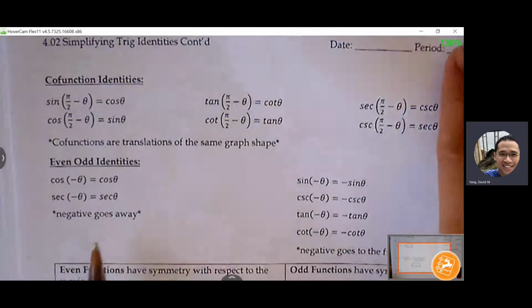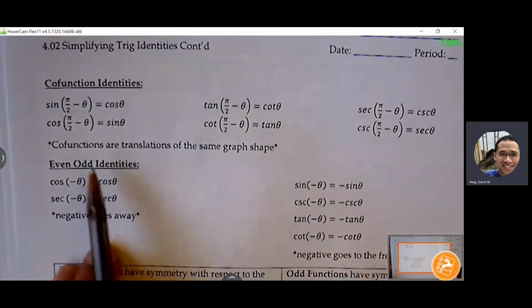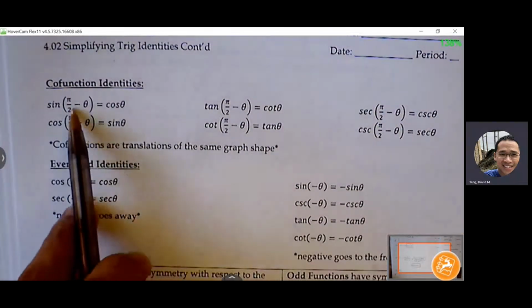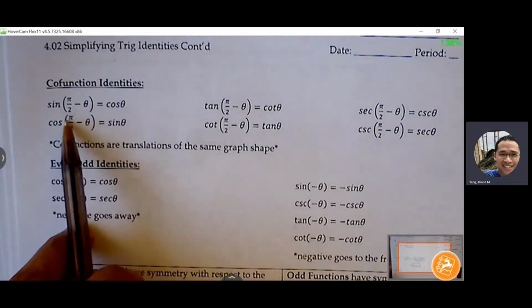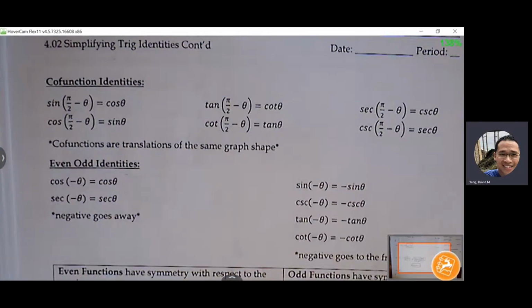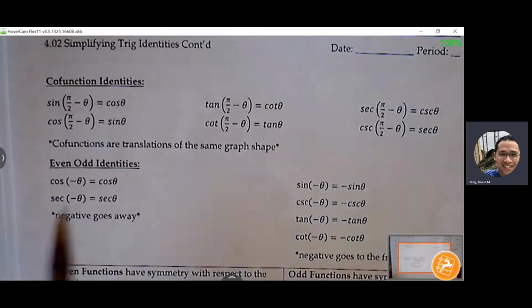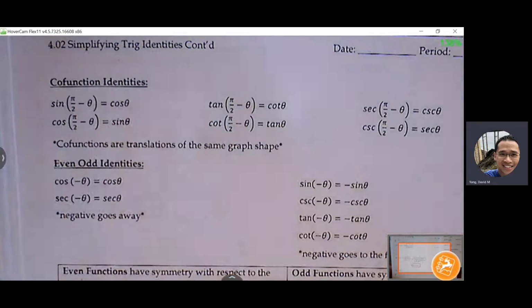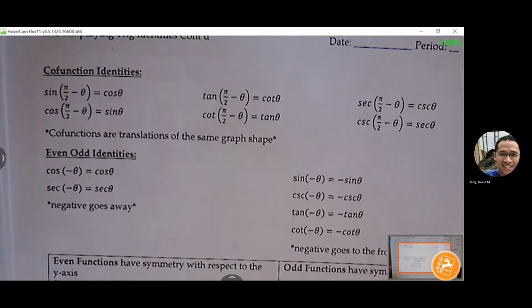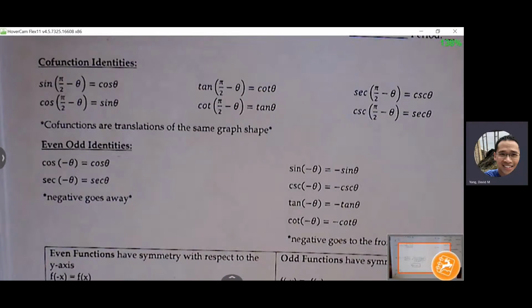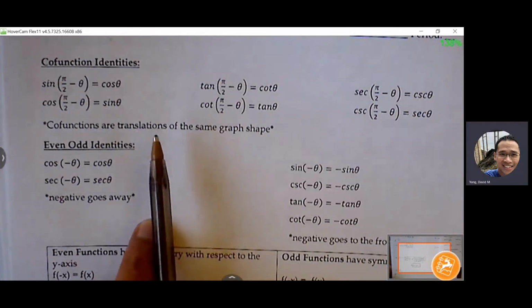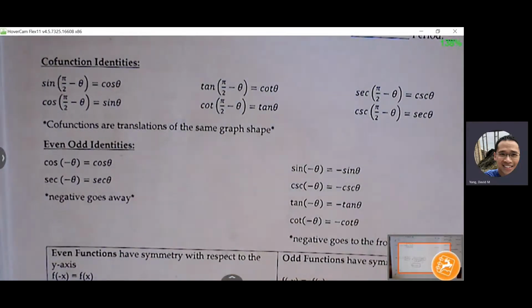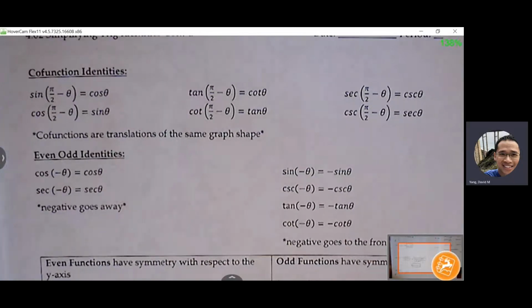So you guys remember on the partner quiz where you had to create a sine version of a cosine function or a cosine version of a sine function, and you had to just shift the graph a bit. That's what's demonstrated with these identities here. Okay, so cofunctions are translations or shifted versions of the same graph shape.